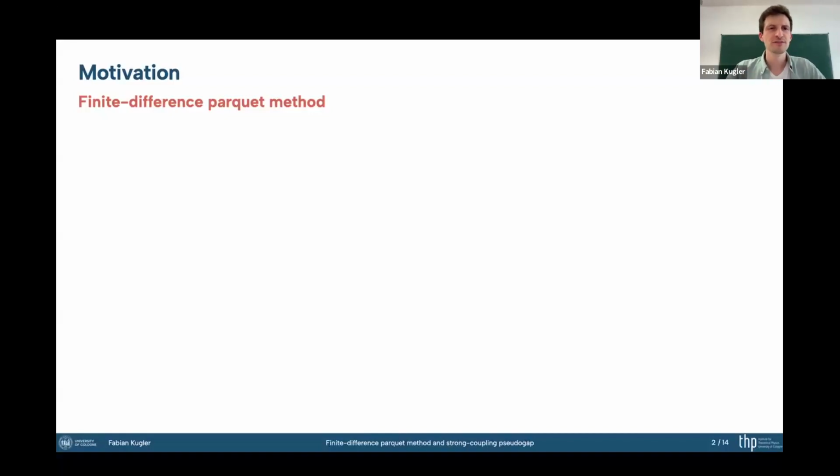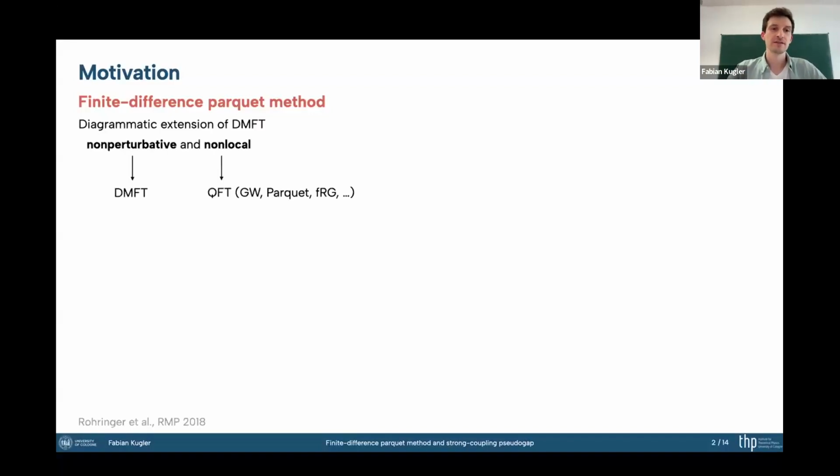First, what do we use this new method for? We use it as a diagrammatic extension of DMFT. So it belongs to the class of methods that aim to describe nonperturbative correlations, including nonlocal ones. And we achieve this by leveraging two established frameworks. On the one hand, we all know DMFT is very successful in describing local correlations. And on the other hand, we have quantum field theory methods, let's say many-body perturbation theory, that we can employ in momentum space in the thermodynamic limit. But here we will be expanding not about the non-interacting limit, but about the local DMFT solution.